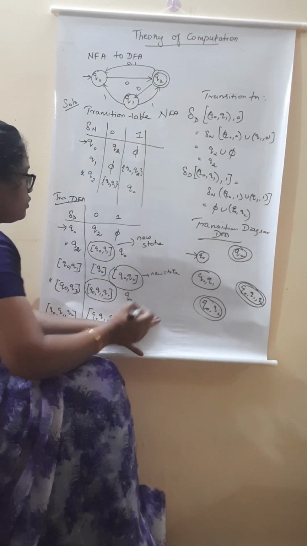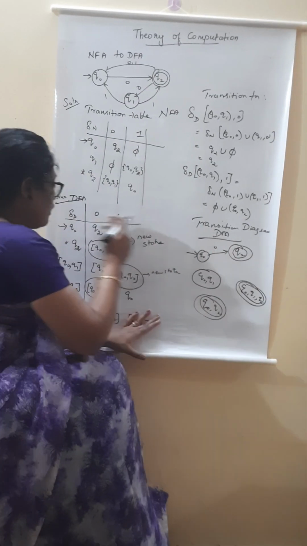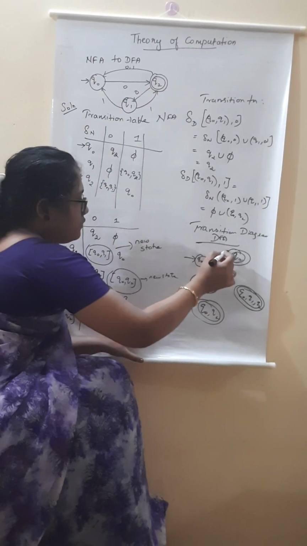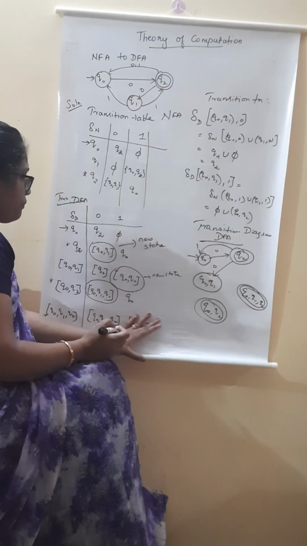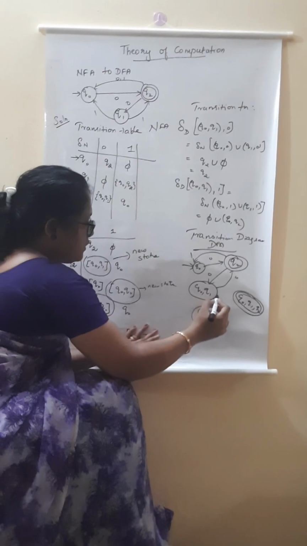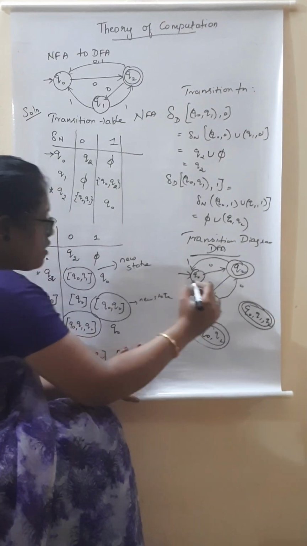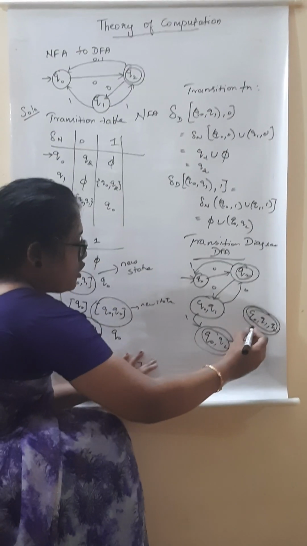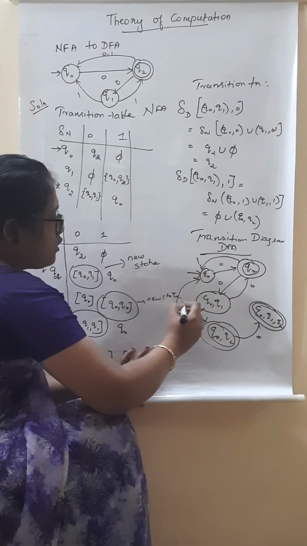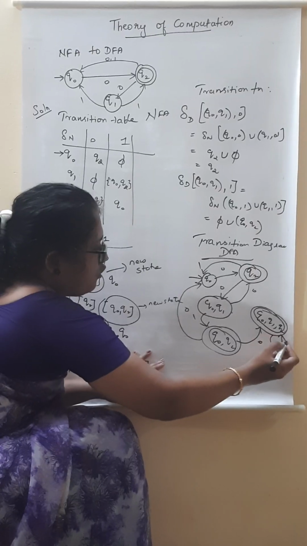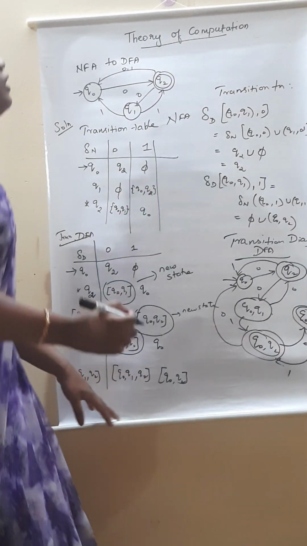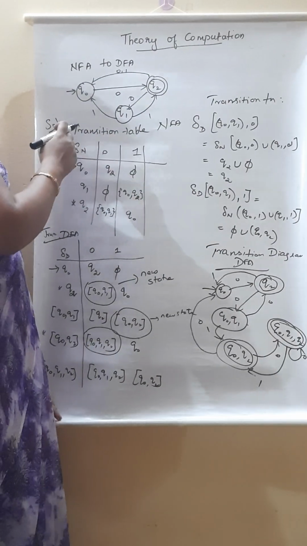So Q0 with respect to 0 it is moving to Q2. Again Q2 with respect to 0 it is moving to Q0 comma Q1, and with respect to 1 it is moving to Q0. Q0 comma Q1 with respect to 0 it is moving to Q2, and with respect to 1 it is moving to Q0 comma Q2. With respect to 0 it is moving to Q0 comma Q1 comma Q2, and here it is moving back to Q0. Here it is a self loop and coming back again to Q0 comma Q2. So this is how you have to do your transition from your NFA to DFA.